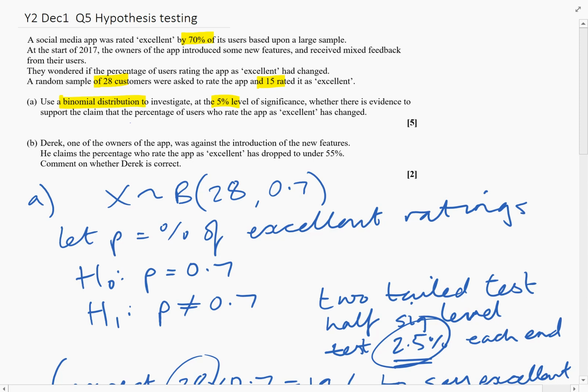Okay, looking at part B then. It says Derek, one of the owners of the app, was against the introduction of the new features. He claims the percentage who rate the app as excellent has dropped to under 55%. Comment on whether Derek is correct. So he thinks it's gone down to under 55%. Now, if you work out 15 out of 28 as a percentage, I think that does give you less than 55%. So that's probably what Derek is thinking.